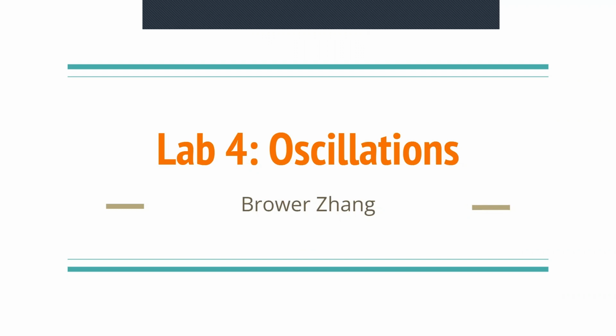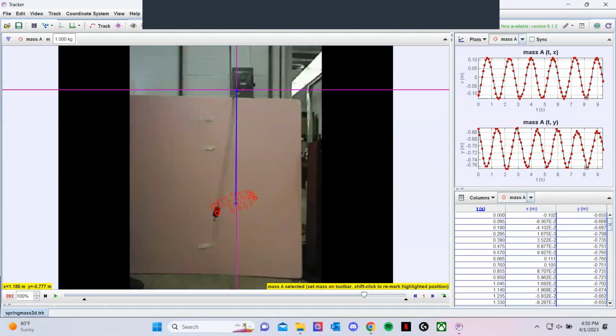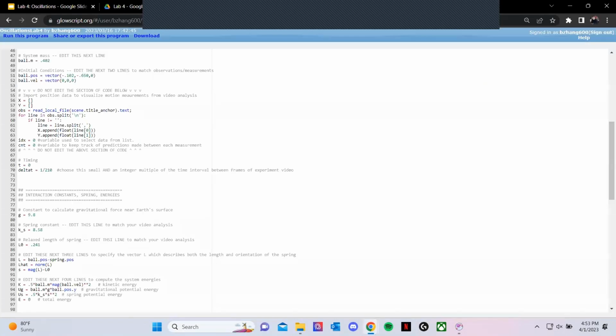First, we analyze and track the motion of a mass attached to a spring through the video tracking software called Tracker. Then, with the data from the tracking software, we were able to derive necessary data in order to predict the motion of the spring in WebVPython. Here we can see a brief preview of the results of the lab.